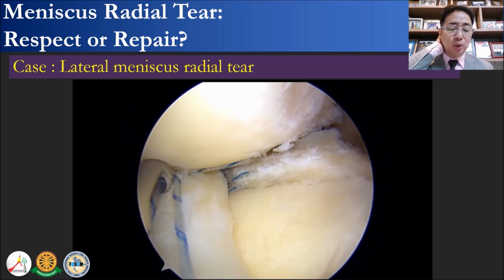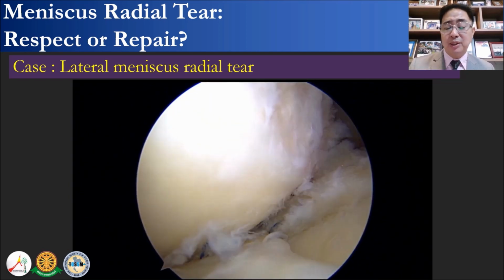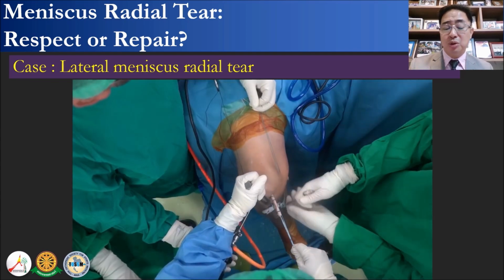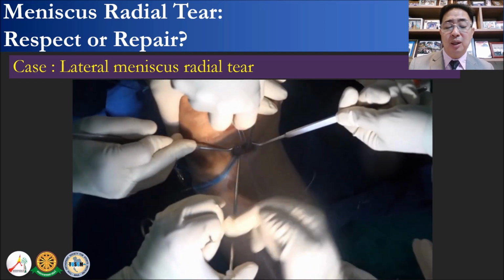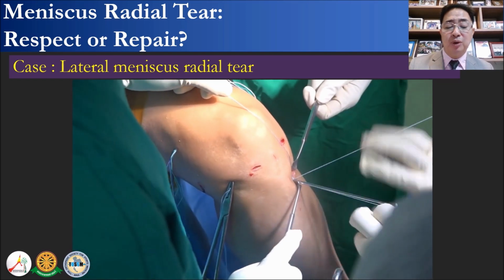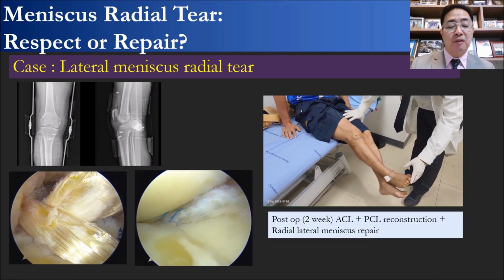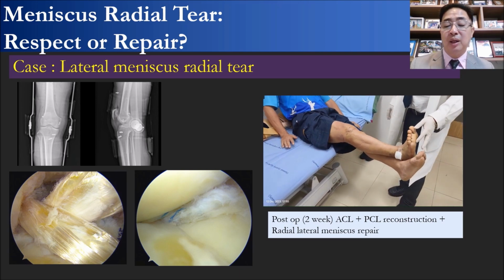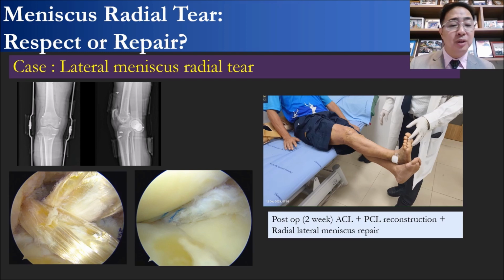So the radial tear together with the ACL or PCL reconstruction, the chance of healing is better because you get some marrow from the tunnel, okay? And then I pass the ACL and PCL graft. So this is the intra-op findings. We did the ACL, PCL reconstruction and radial tear repair. The patient doing very well after the surgery.